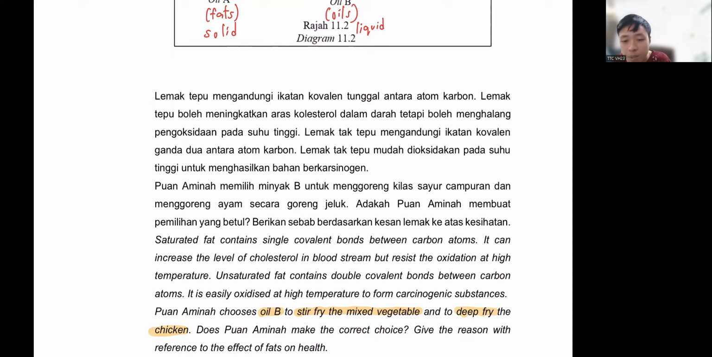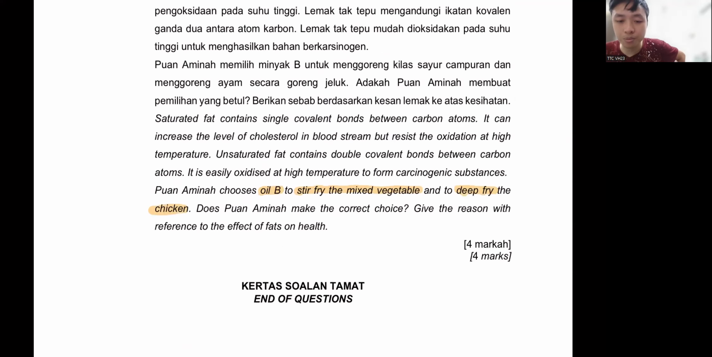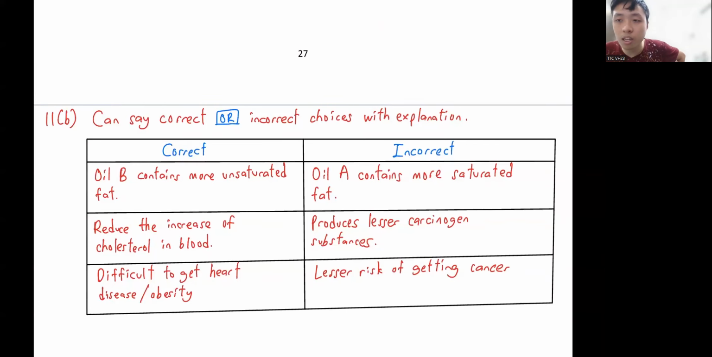Does Fond Amina make the correct choice? Give the reason with reference to the effect of fats on health. Now, for this question both answers are accepted. You can say she made a correct or wrong decision. If she chooses this, there are good or bad things. Why? If you say it's correct for oil B, it's because oil B contains more unsaturated fat. Oil B is like olive oil, all this kind of oil is healthier. Not olive oil for example, like palm oil as well.